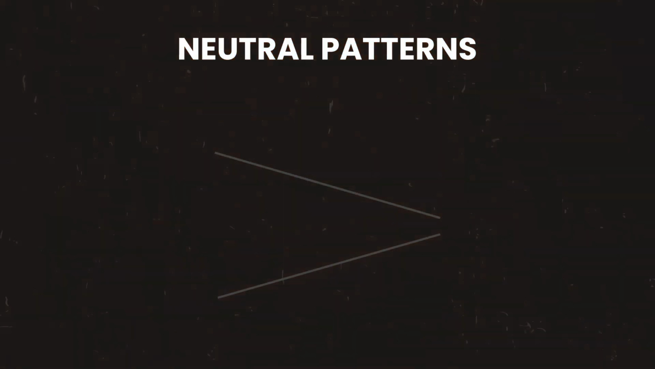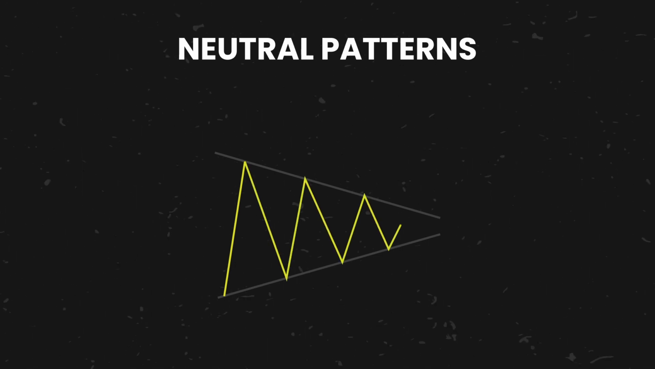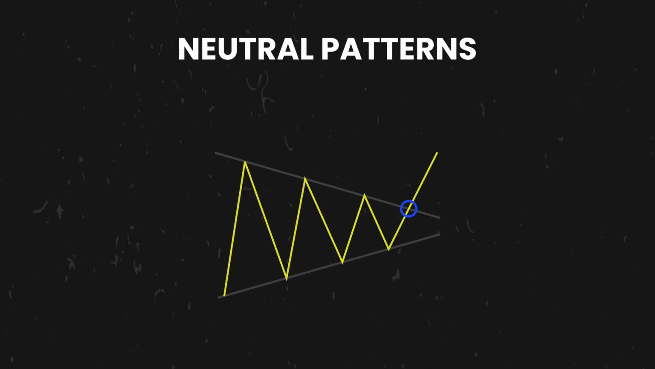Similarly, a symmetrical triangle is like a compressed spring, wherein you have lower tops, higher bottoms, and essentially get into a very tight range, which will blow out in one direction. So that is where you have a neutral pattern where you wait for price action to confirm the trend. And after that, you take a call whether the trend has started or not.